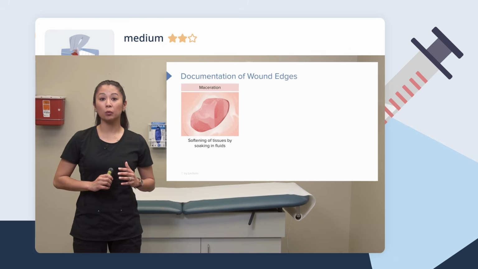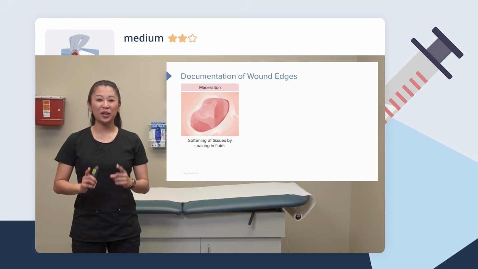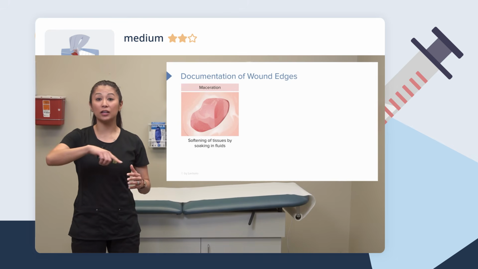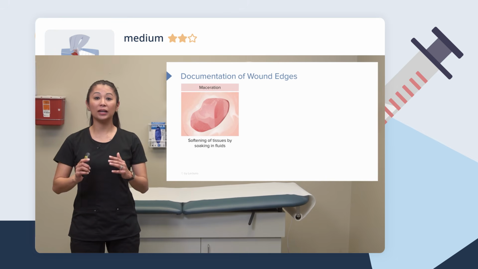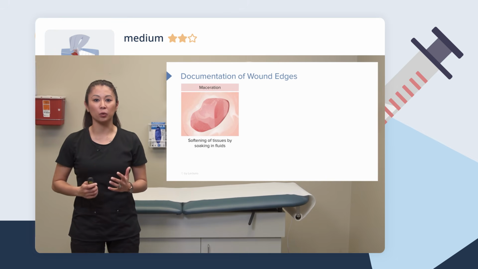Now, we talked about the wound bed. Don't forget the other piece of wound care assessment is the edge of the wound itself. So here, we're just focusing on that border.